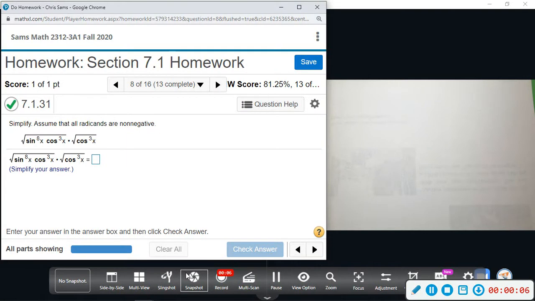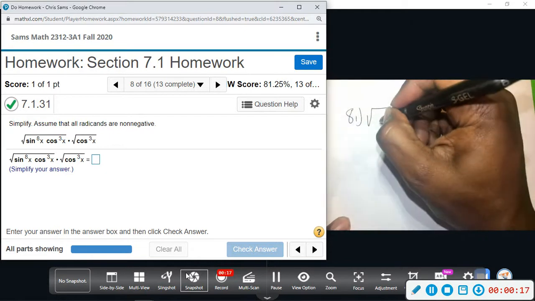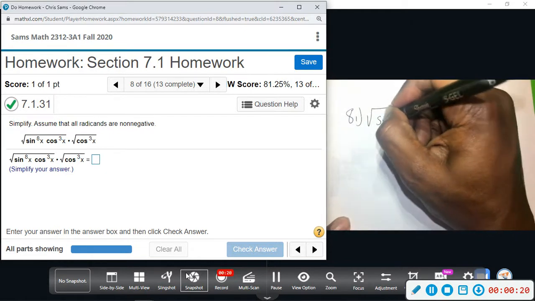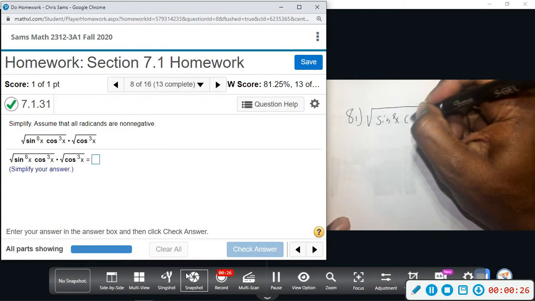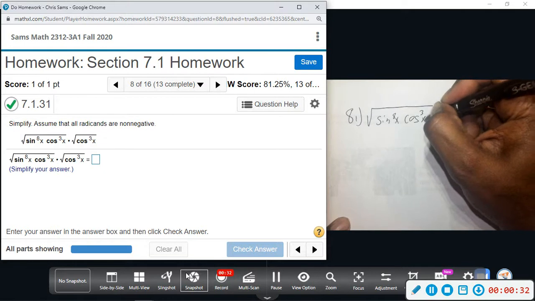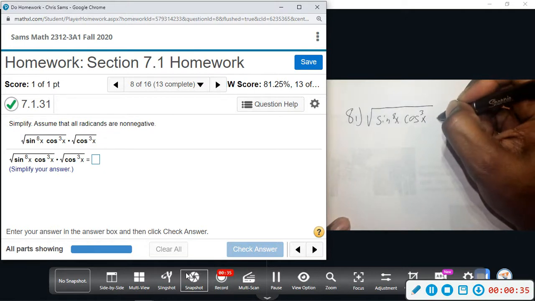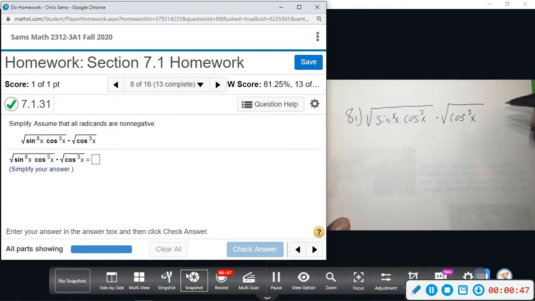All right, number 8. We want to simplify, assuming that all radicands are non-negative. So we start out with the square root of sine to the 8th power of x times cosine to the 3rd power of x. And then that is also being multiplied times the square root of cosine to the 3rd power of x.